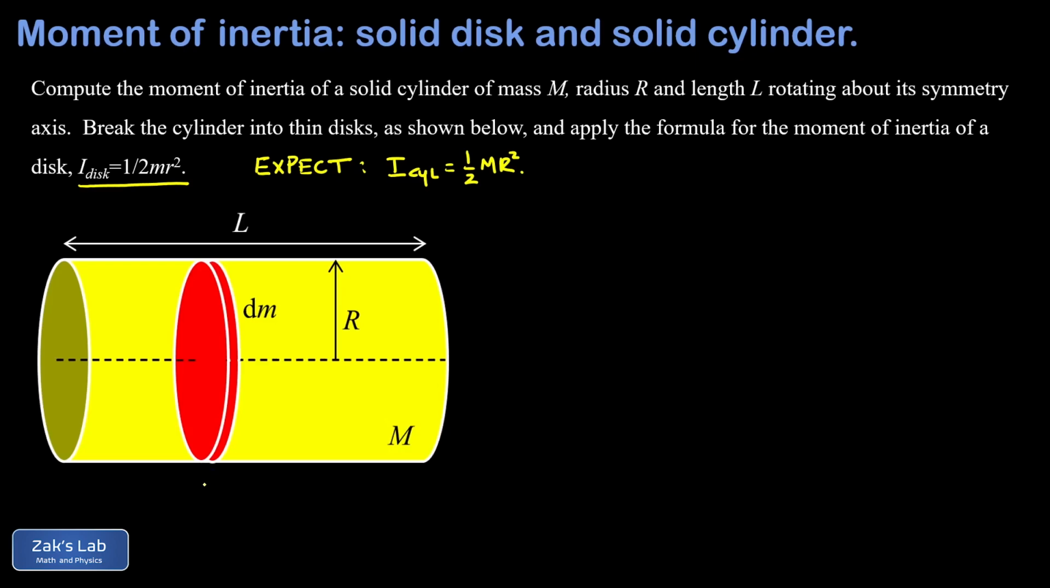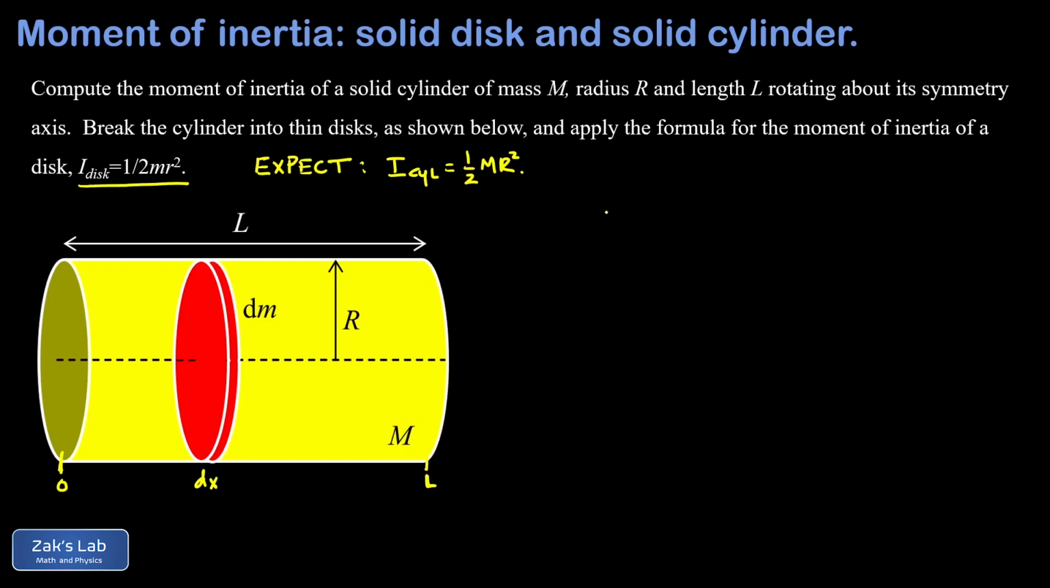So before I get started, it looks like I need to label the thickness of my disk, and I'm going to call that dx. And the length of my cylinder is a length of L, and I'm going to start my variable x from 0 on the left side to L on the right-hand side.